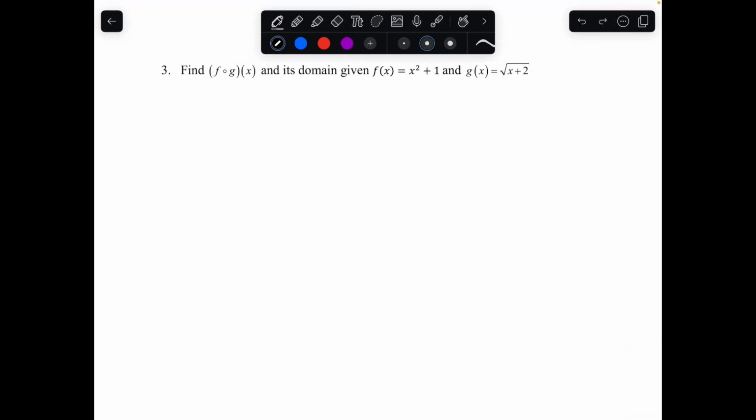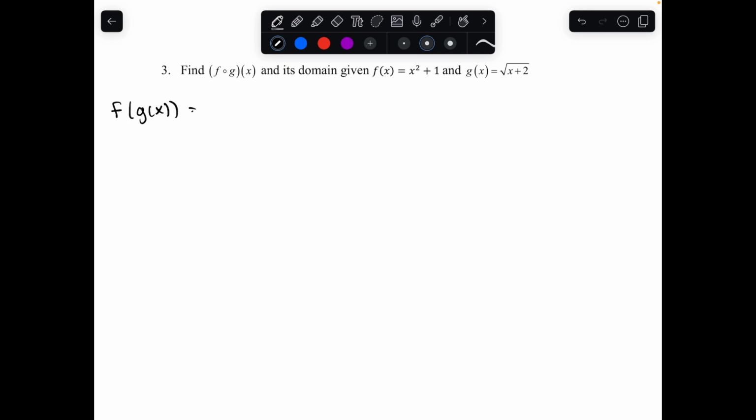Moving on to our last problem, we need to look at the composition f of g of x and its domain, given that f of x is x squared plus 1, and g of x is equal to the square root of x plus 2. So like the other problems, let's find f of g of x first. So f of g of x is simply saying that the input is going to be g of x.